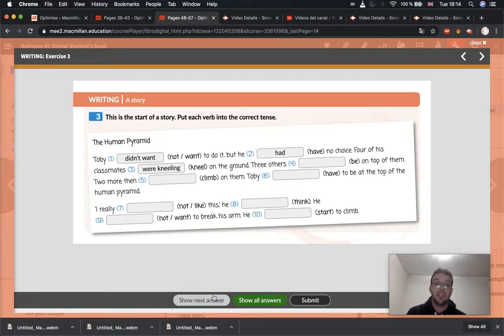Three others were on top of them. Two more then climbed on them. Again, back to past simple. Toby had to be at the top of the human pyramid. Now we have some direct speech: "I really don't like this." So present simple. He thought. He didn't want to break his arm. So we're back to past simple. He started to climb. Good.